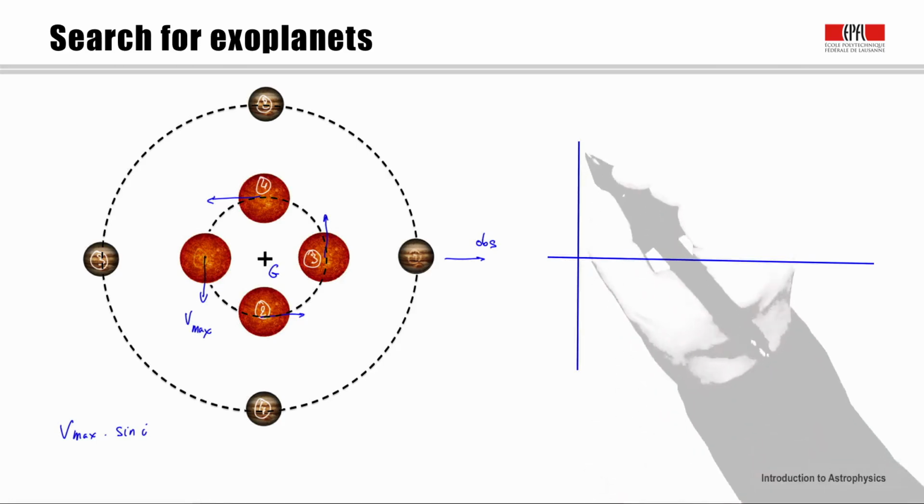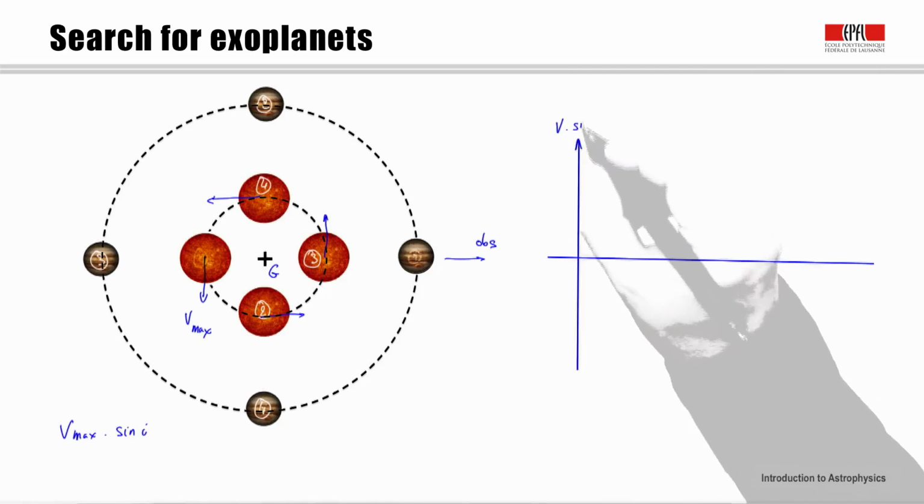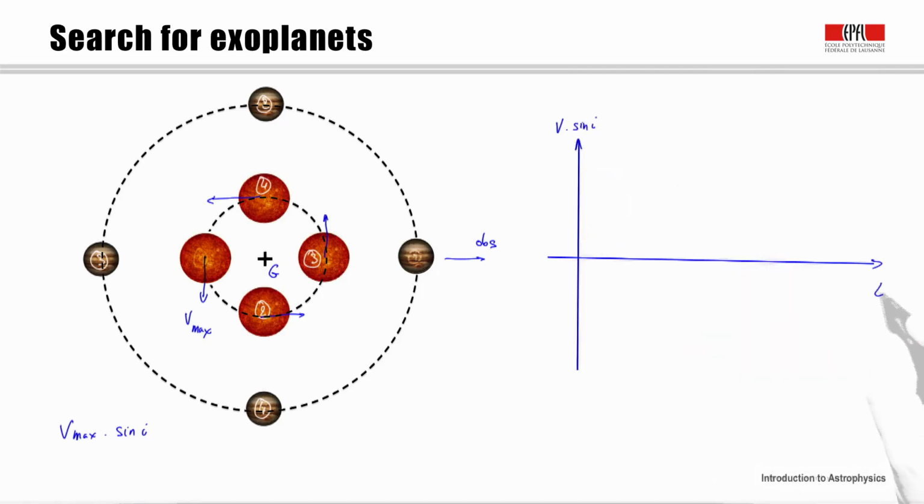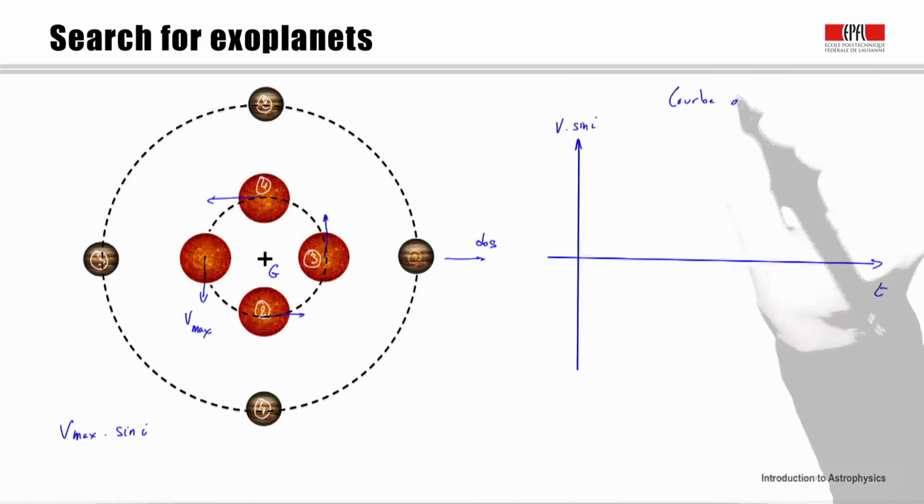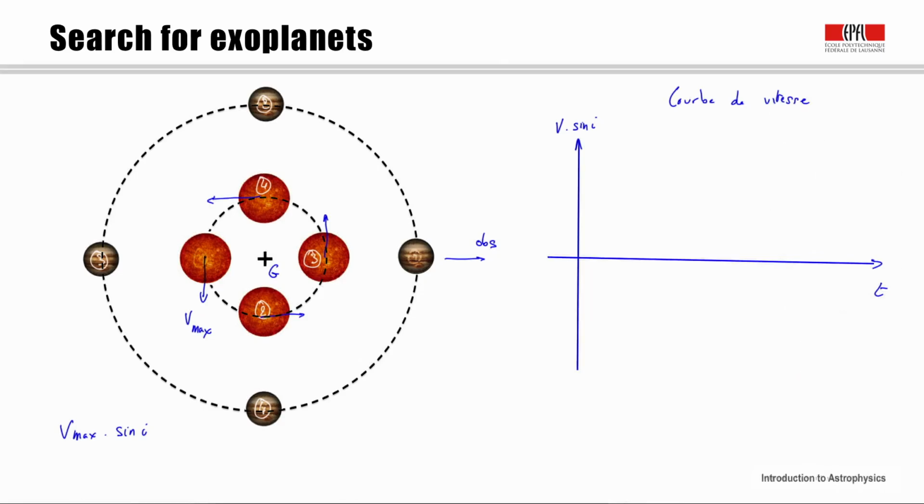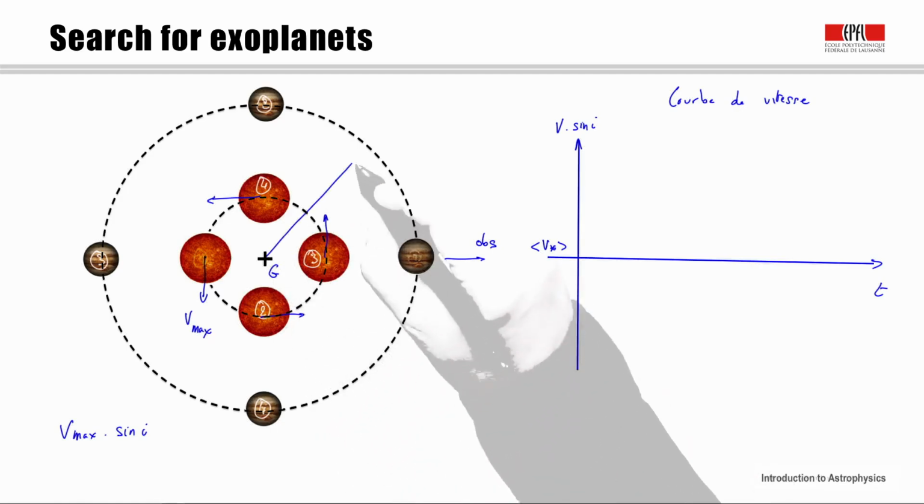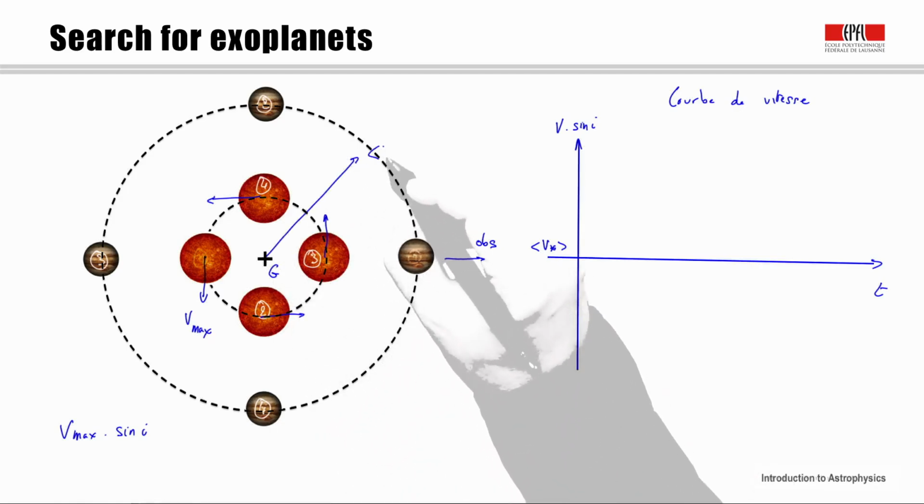The velocity will be presented on the y-axis, so v sine i as a function of time. This curve is called the velocity curve. Obviously, the stars in the galaxy have some velocity, so we need to center the axis on the mean velocity of our stars in the galaxy. This velocity is typically equal to some tens or hundreds of kilometers per second. The mean velocity can be represented in this way, with an arbitrary direction.